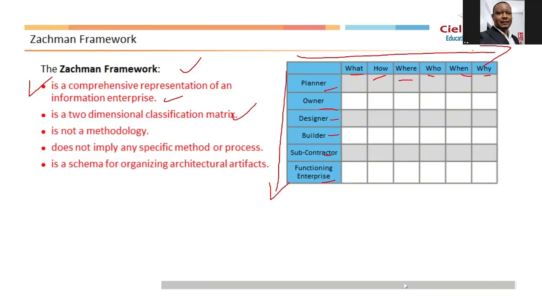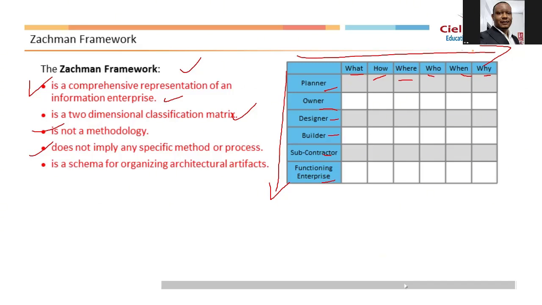The Zachman framework is not a methodology. In other words, unlike other frameworks, the Zachman framework is not prescriptive. It doesn't dictate specific processes or methodologies for how to design systems. But we can use it as a tool to help organize our architectural artifacts. It also does not imply any specific method or process. Since it's not a methodology, it means that the framework is flexible, so it can be used with any other architectural framework, for example, TOGAF, Agile, and other architectural frameworks.